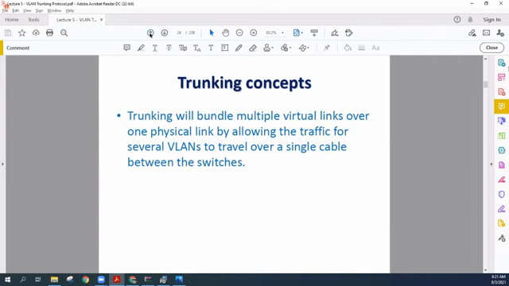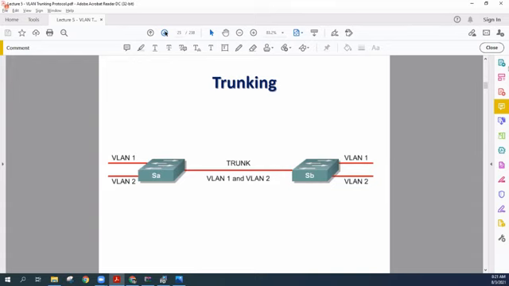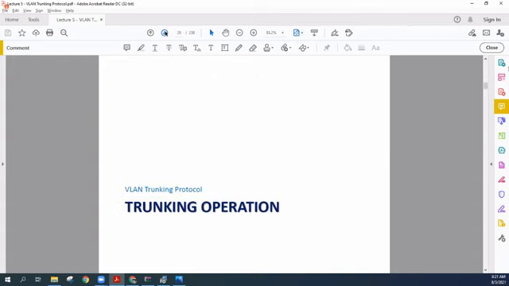I think we finished with the previous slide. Yeah. Then trunking will bundle the multiple virtual links over one physical link by allowing the traffic for several VLANs to travel over the single cable between the switches. That's what we finally want to implement. One physical link, but multiple virtual links, right? One single cable, but multiple virtual cables. With this understanding, move forward.